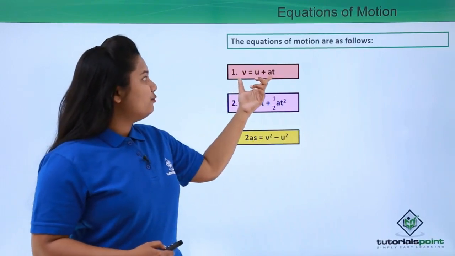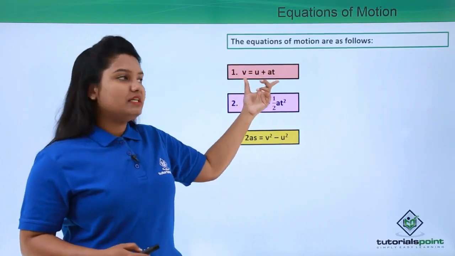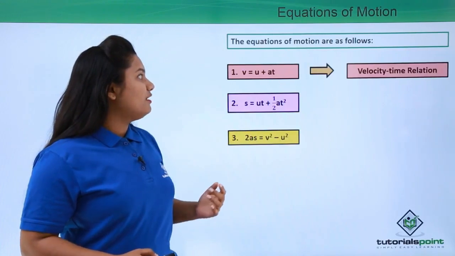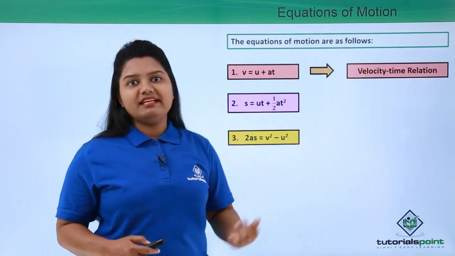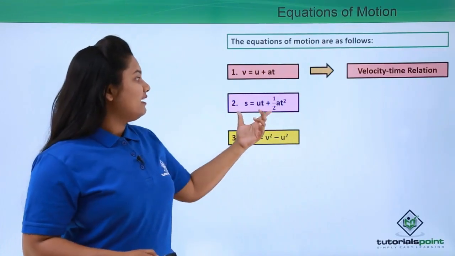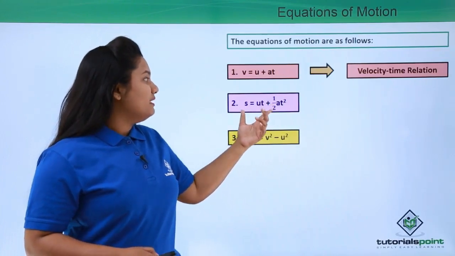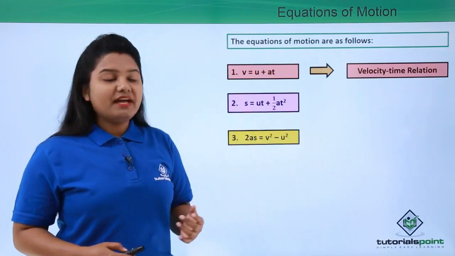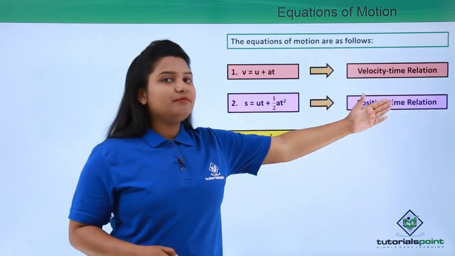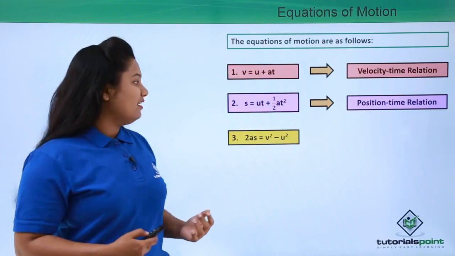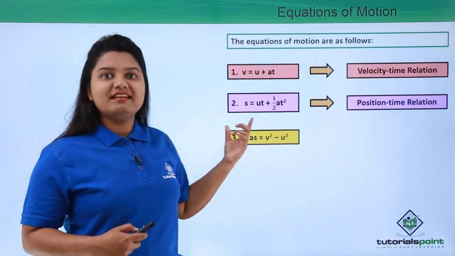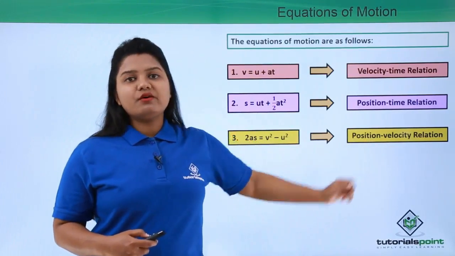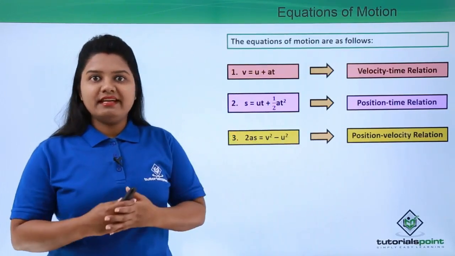Now, the first equation of motion is basically a relation between the velocity and time of the body, so it is otherwise called the velocity-time relation. Similarly, the second equation of motion is a relation between the position and time of the body. That is why it is known as the position-time relation. And in the same way, the third equation of motion is a relation between position and velocity. So, it is called the position-velocity relation.